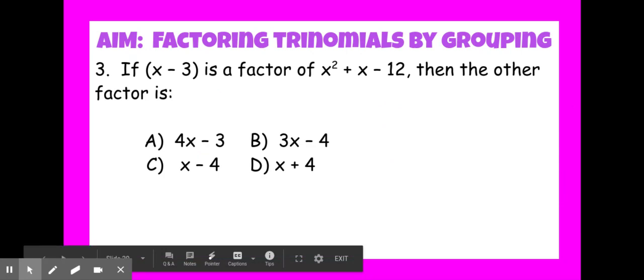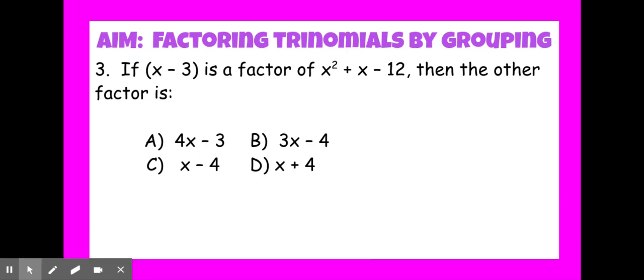Last example. Now this one's even nicer than the one we had yesterday because it actually gave you part of your answer. They're saying if x minus 3 is a factor of this, then what's the other factor? So they already gave you half the work there, but we'll practice it anyway. So once again, we're going to multiply 1 times -12 and get -12.